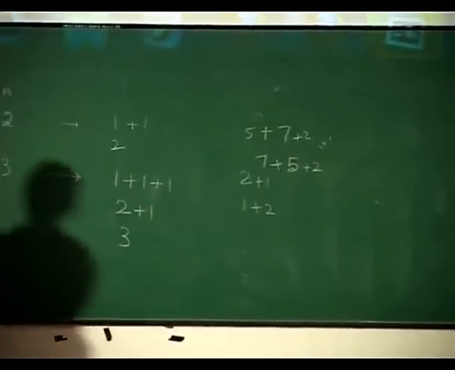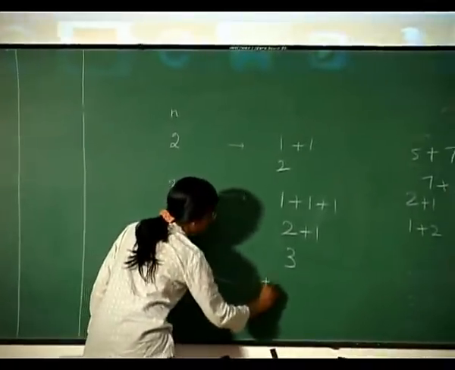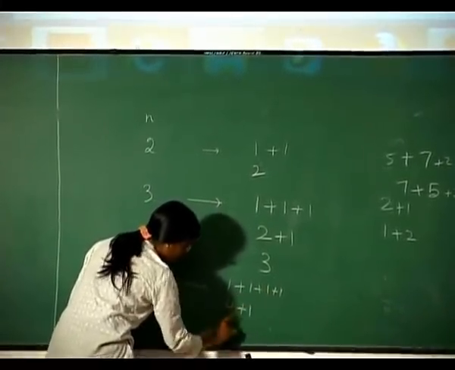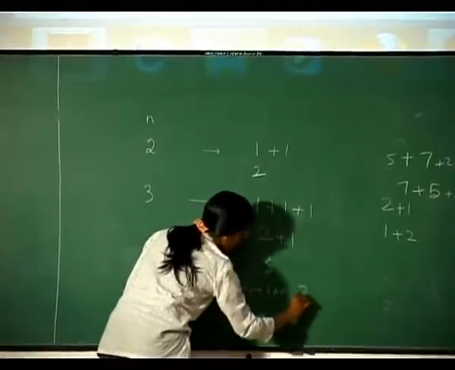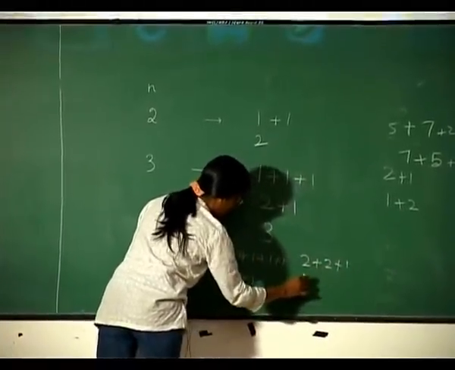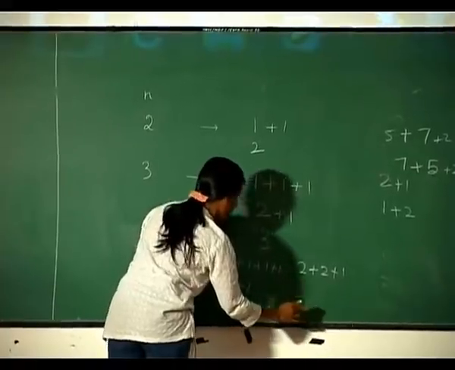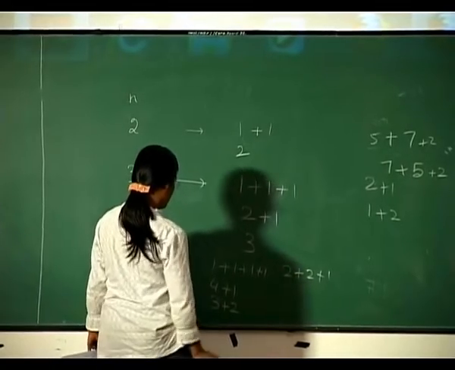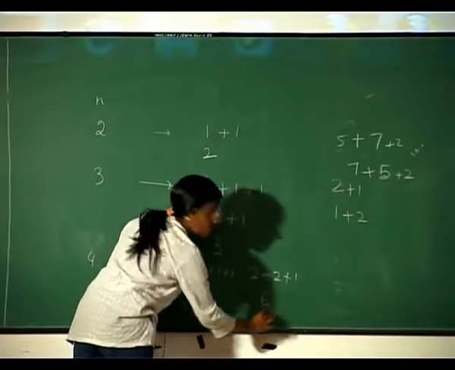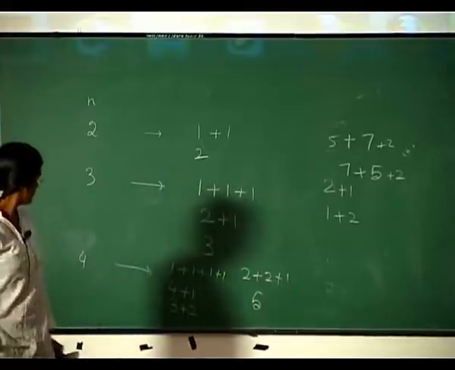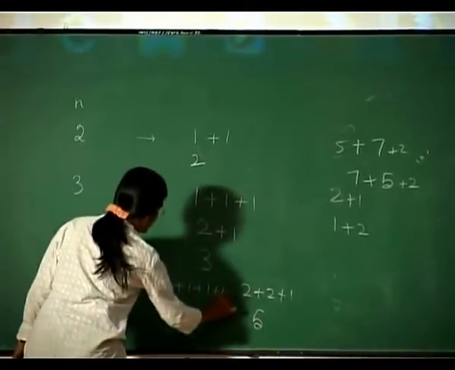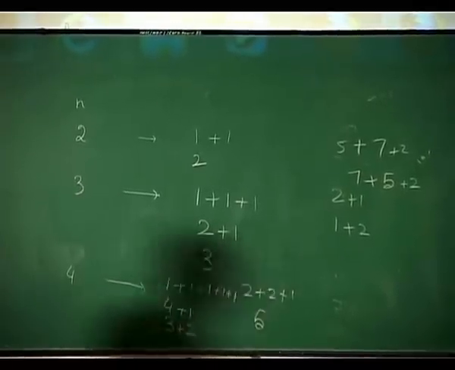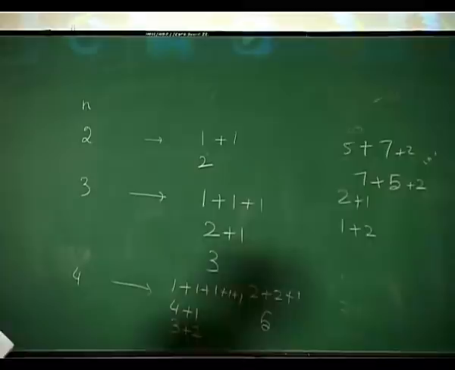So for 4 we have 5 partitions. What are they all? 4, or 3 plus 1, or 2 plus 2, and so on. So these are the 5 ways of splitting the integer 4.